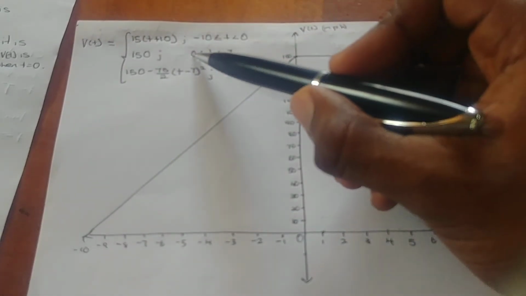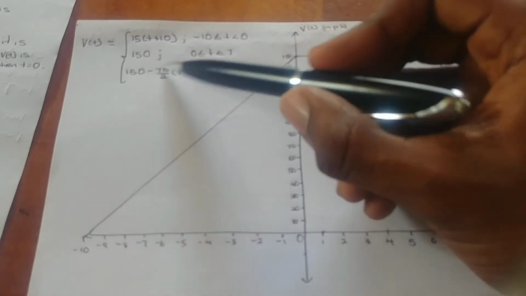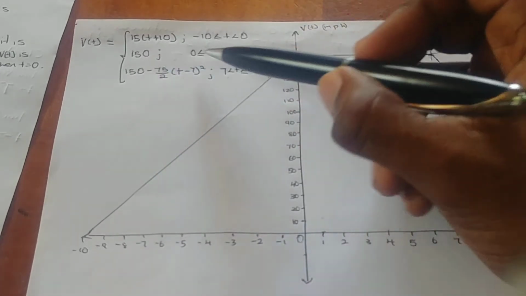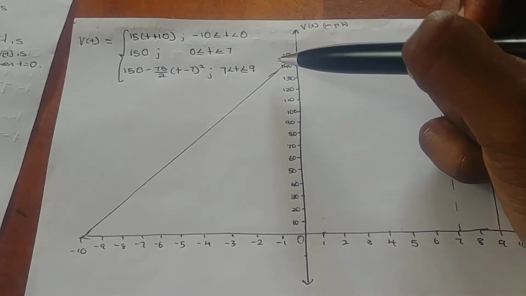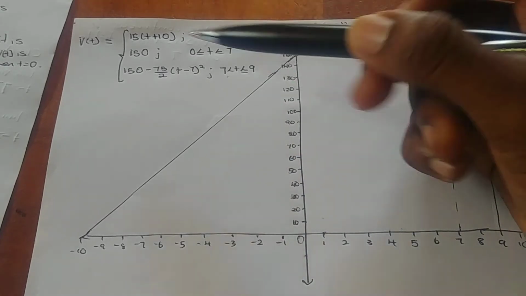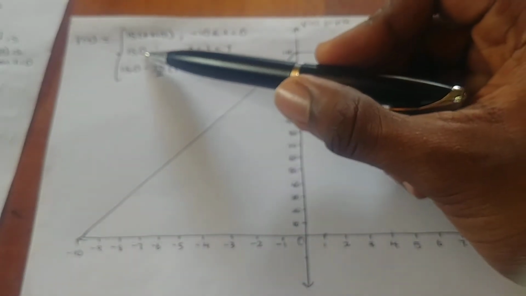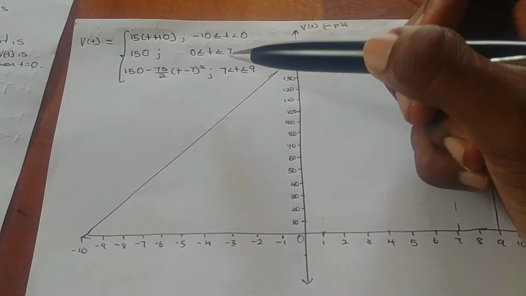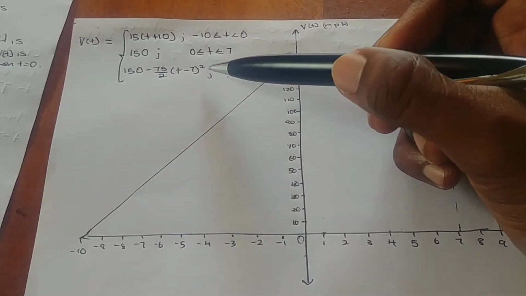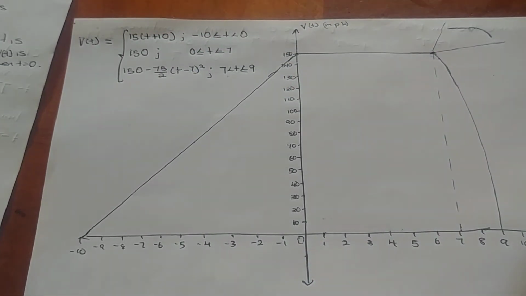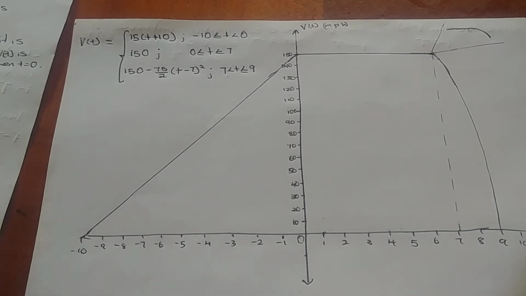That's a second function, where 0 is included. So v of 0 is 150. So the limit as t approaches 0 of v of t is 150, and v of t at t equal to 0 is 150. So that means it must be continuous. So here's the working I have there.